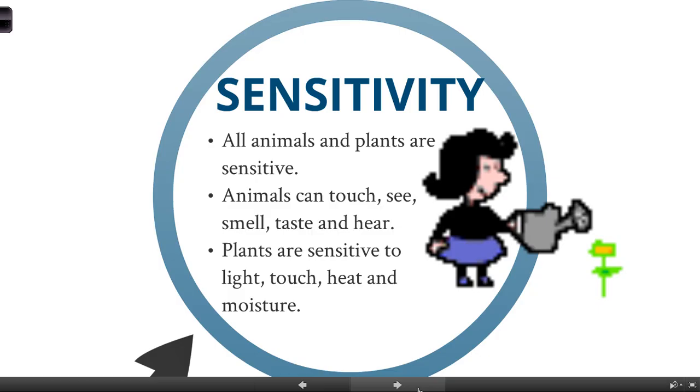But all living things are sensitive in one way or another. Sensitivity really means that we have some awareness, some way of sensing our environment, what's going on around us, and some way of responding to it usually is a part of that.